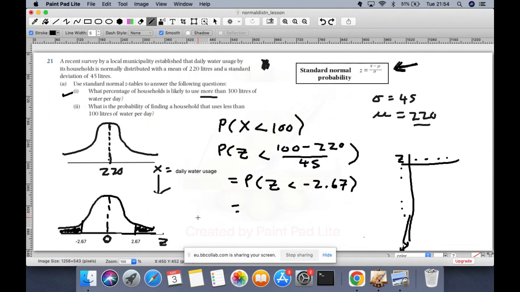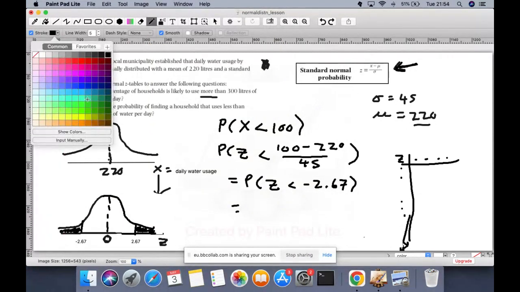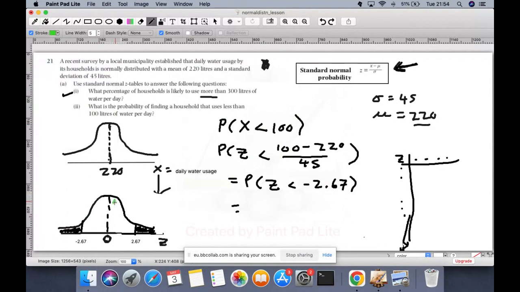Okay, mouse again. There we go. So what we do is, I want this area here, and then I've solved the problem. Remember what I told you? The textbook gives you this area instead. It gives you the area from 0 to any z value. So what do we do? As before, we say 0.5 minus this green area will give us this area.